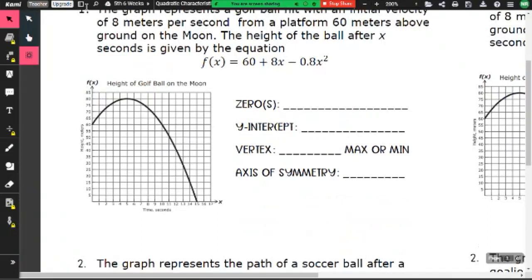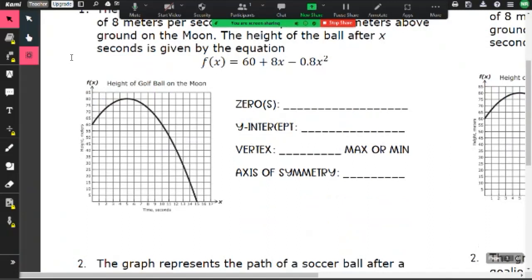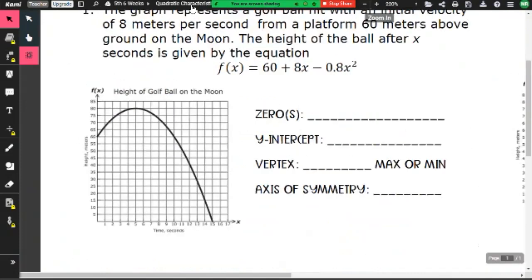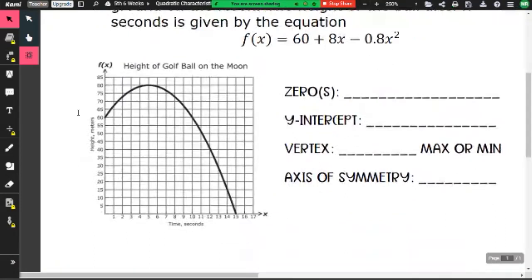Now, one thing about real world problems or problems that have a graph and the graph has a title, if the graph has a title, 90% of the time, you're only going to be dealing with the first quadrant. You're only going to have positive numbers. Can anybody tell me why I would not have negative numbers for my x-axis? Look at the title. We're talking about the height of a golf ball on the moon. How long it takes to hit the ground.